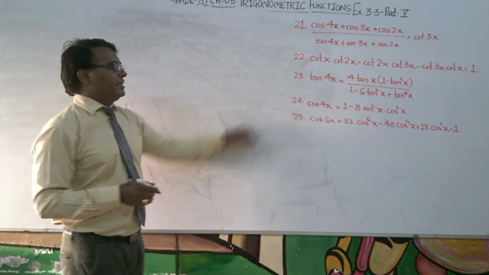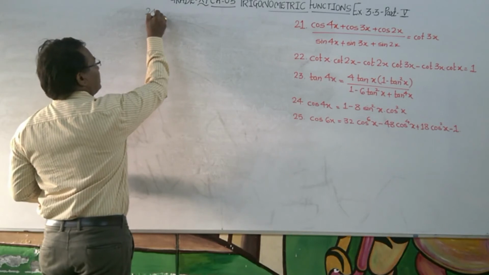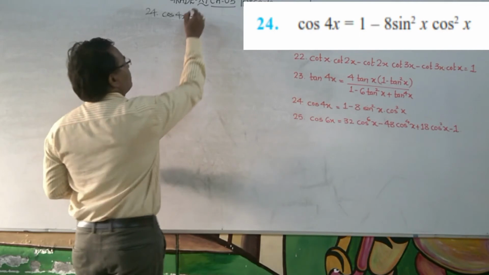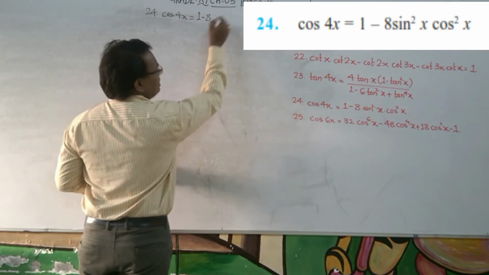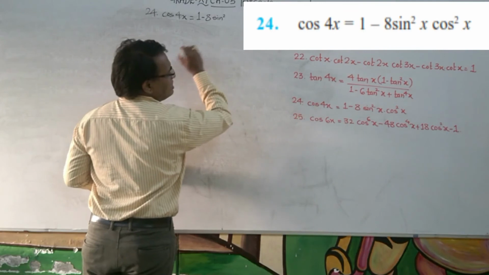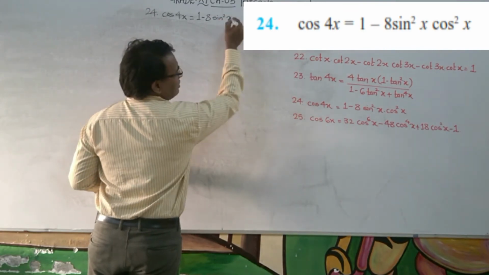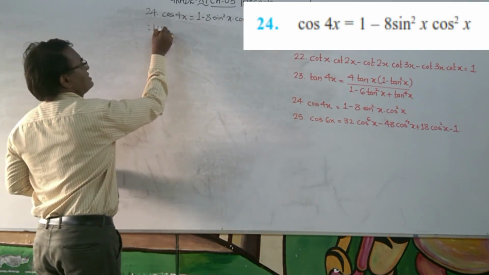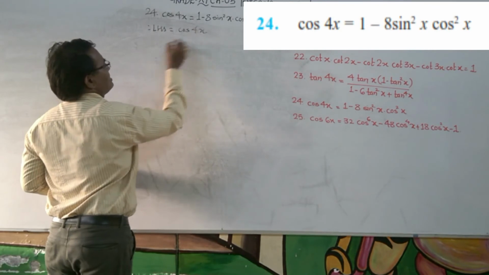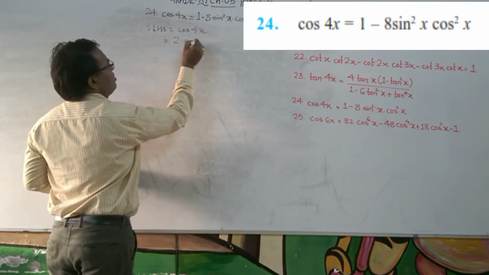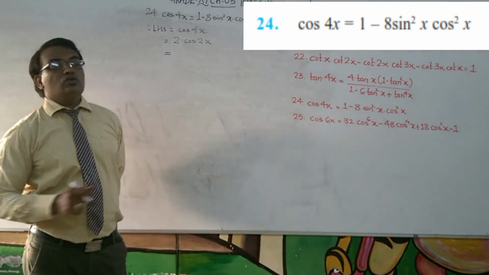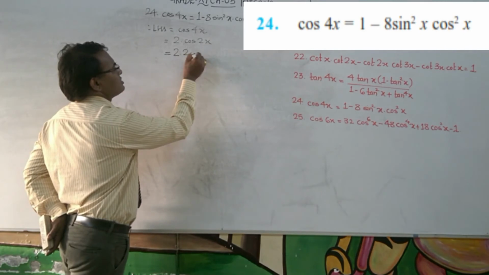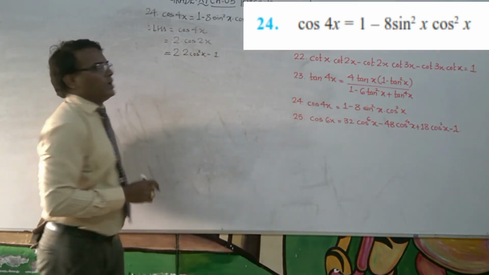Now sum number 24, which is equal to what? 24 is cos 4x equals 1 minus 8 sin square x into cos square x. Okay, so what is LHS? LHS is equal to cos 4x, which can be written as 2 cos square 2x minus 1. Now 2 cos 2x can be written as 2 into 2 cos square x minus 1.